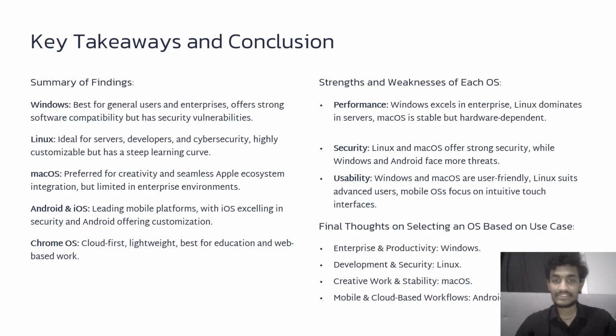Strengths and weaknesses. Performance-wise, Windows excels in enterprise, Linux dominates in servers, and macOS is stable but hardware dependent. Security-wise, Linux and macOS offer strong security, while Windows and Android face more threats. Usability-wise, Windows and macOS are user-friendly, Linux suits advanced users, and mobile OSes focus on intuitive touch interfaces.